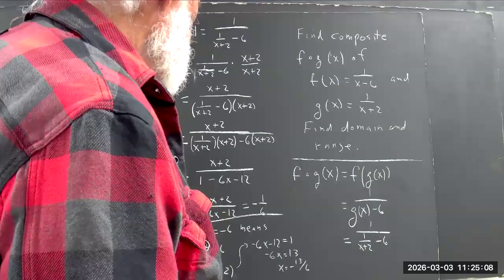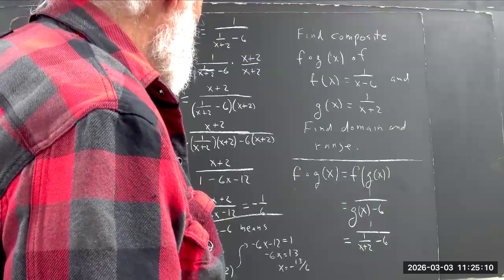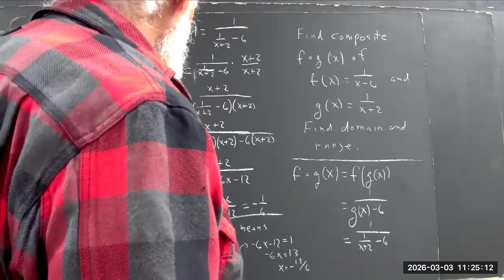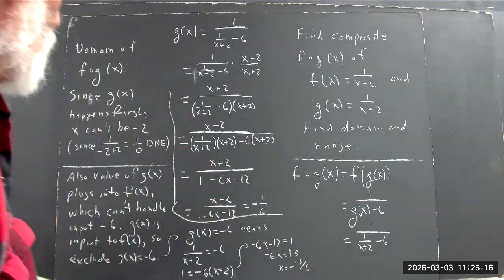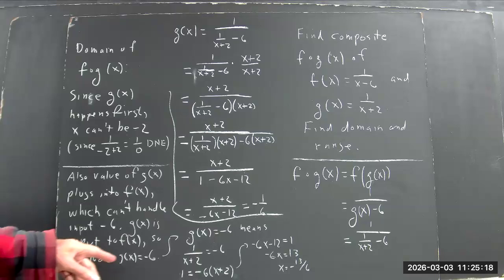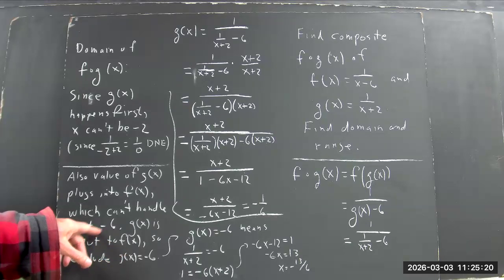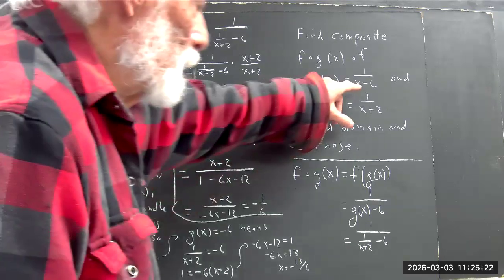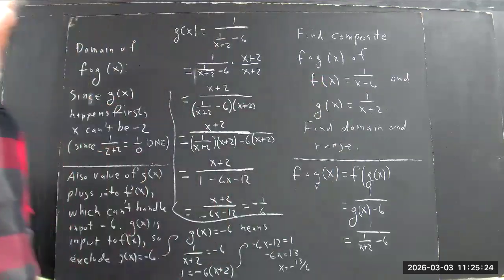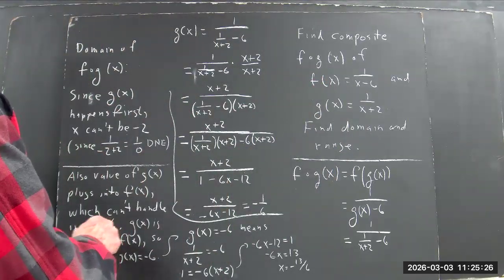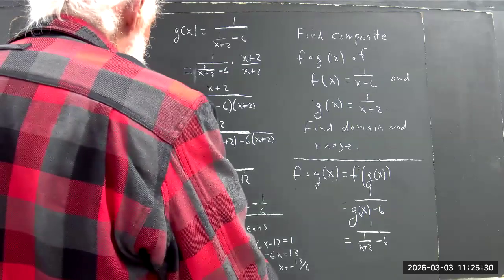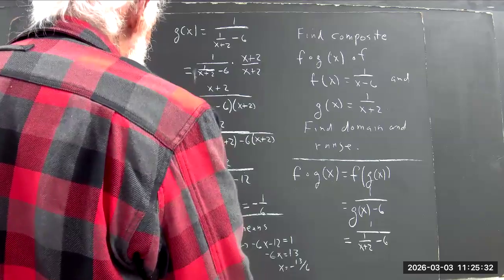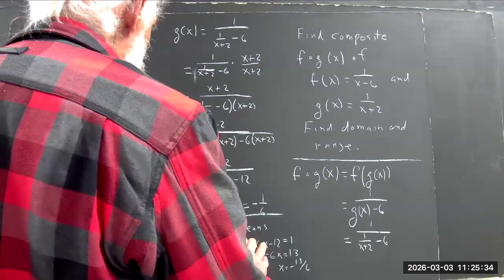Sorry, g of x equals, okay, I did something wrong here. I said g of x can't be negative 6. I said f of x can't handle negative 6 because I was just careless. It can't handle input plus 6. That's going to change my solution just a little bit. So I'm going to have plus 6 here, plus 6 here, plus 6 here.